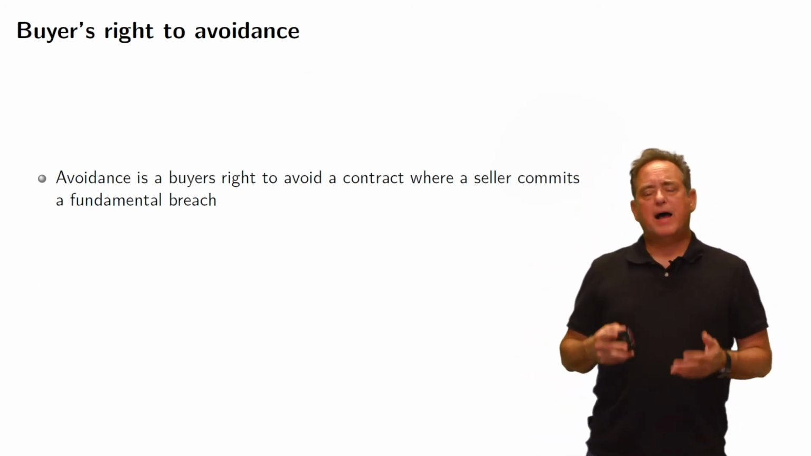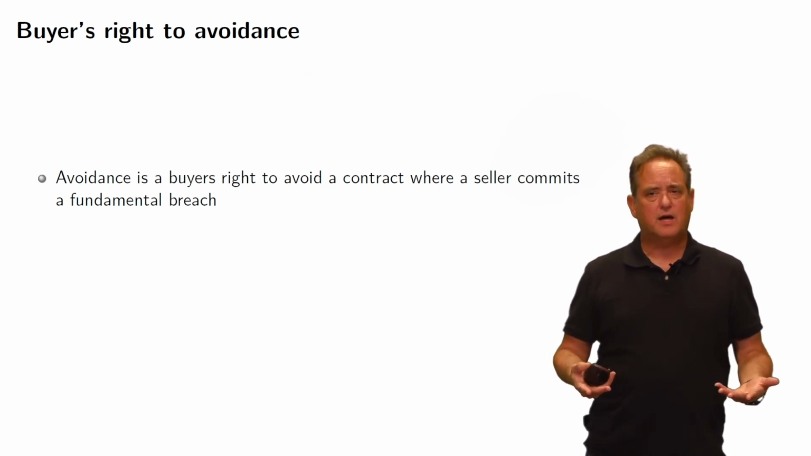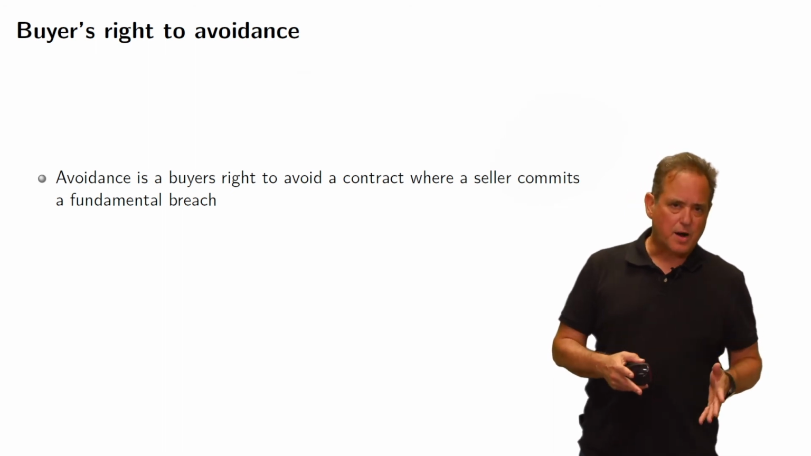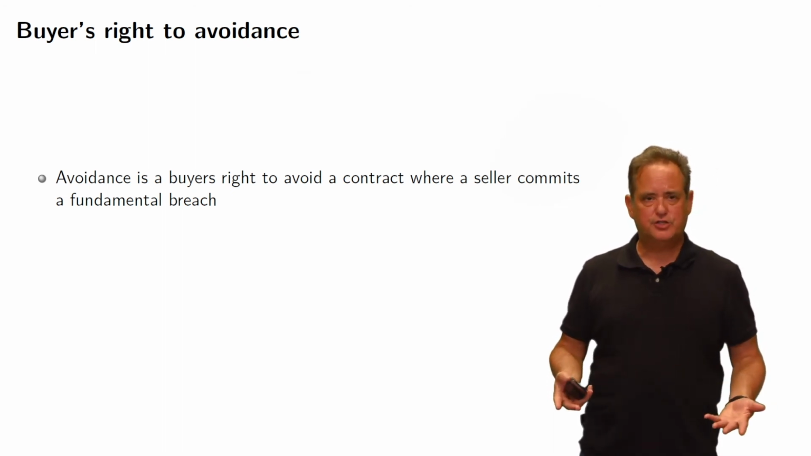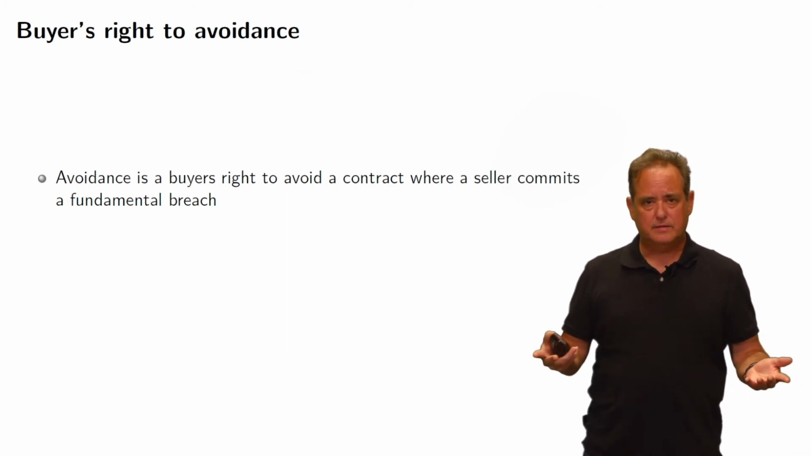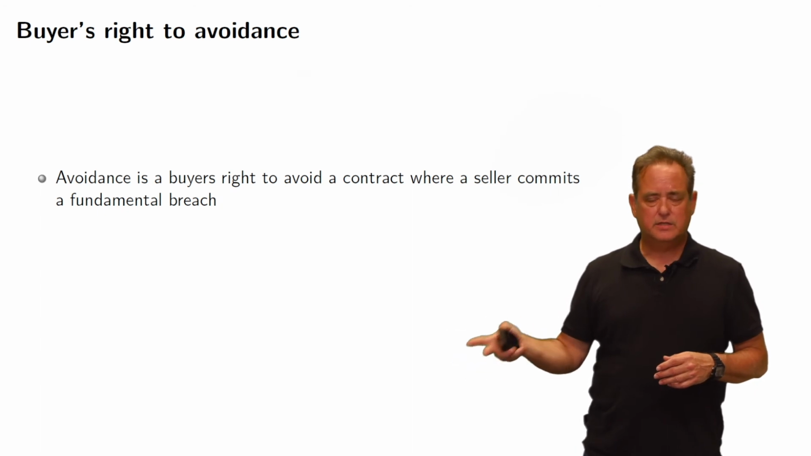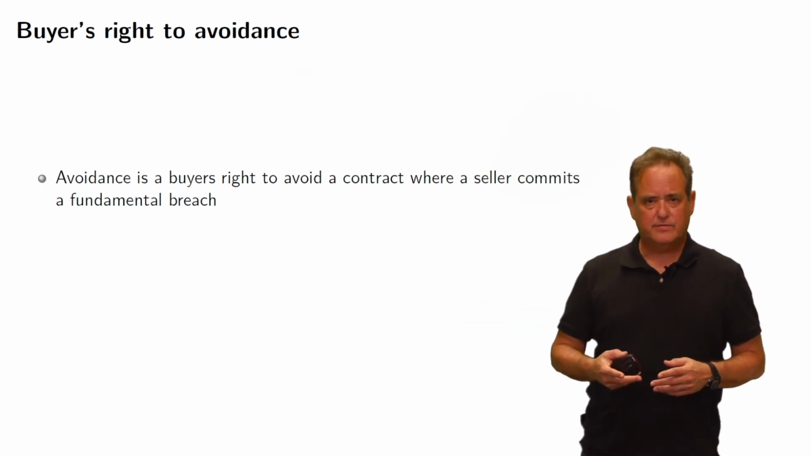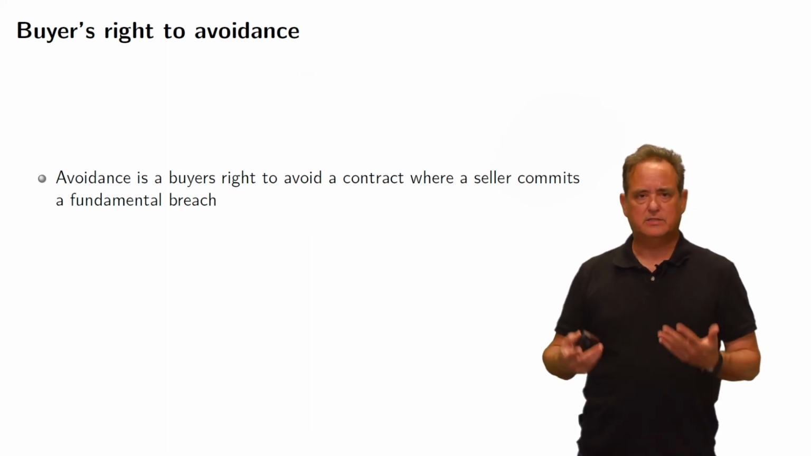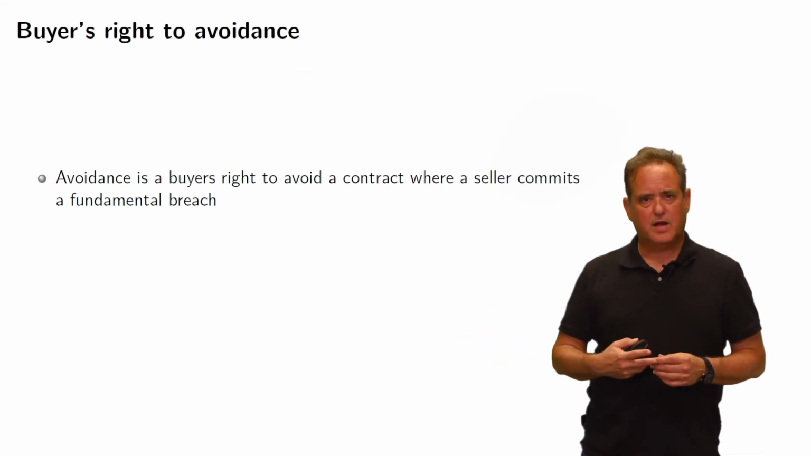Avoidance, we said, is the buyer's right to simply avoid a contract, to walk away from the contract. When a seller commits a fundamental breach, and again, for our purposes, that usually means a failure to ship, the buyer has the right to walk away. The buyer has no obligation to take those goods, to accept late delivery of those goods. Avoidance gives to a buyer a second chance. It's the right to walk away from the contract, to avoid the contract.